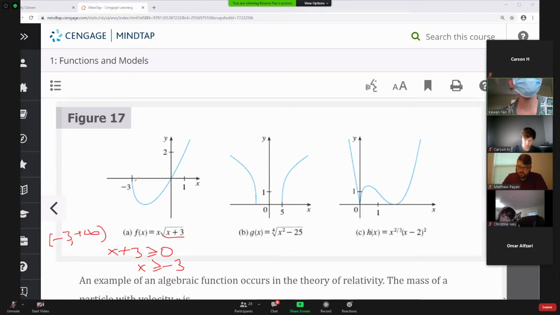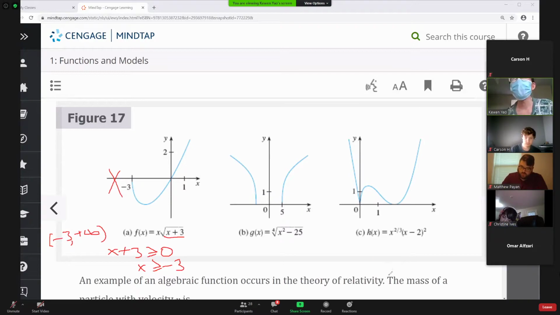Now look at the picture. You have the graph only on x larger than or equal to -3, not on the left side. We don't have any picture on this side. Only you have the picture to the right of -3. See, this is the picture.